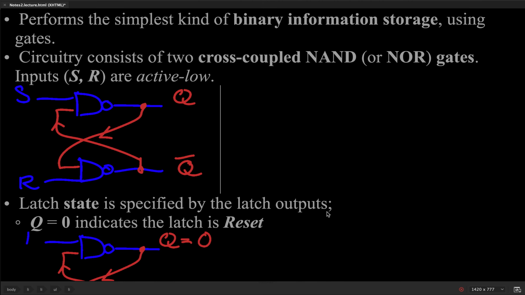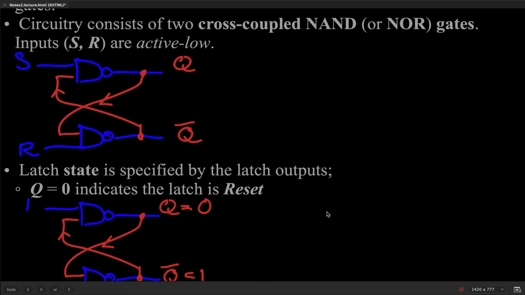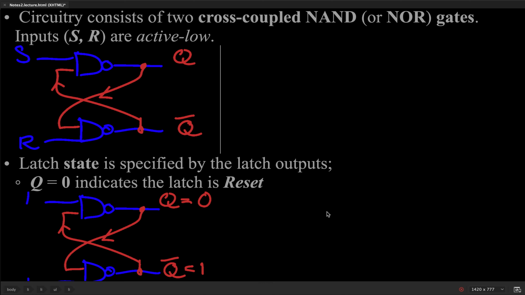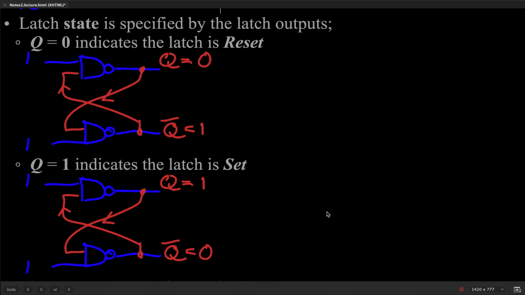The circuitry here on the left consists of two cross-coupled NAND gates, or in the ECE book they use NOR gates. The inputs are called set and reset, or S and R. The latch state is specified by the latch outputs. Let's take a look. If Q is equal to 0, we say that the latch is reset. If Q is equal to 1, we say that the latch is set.